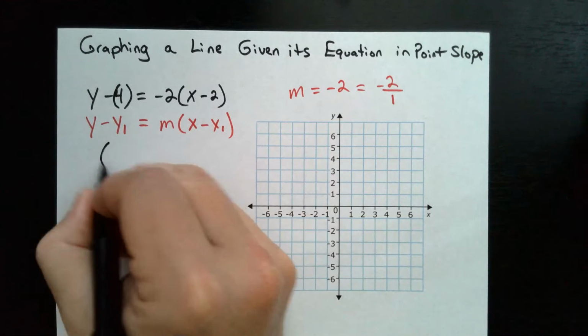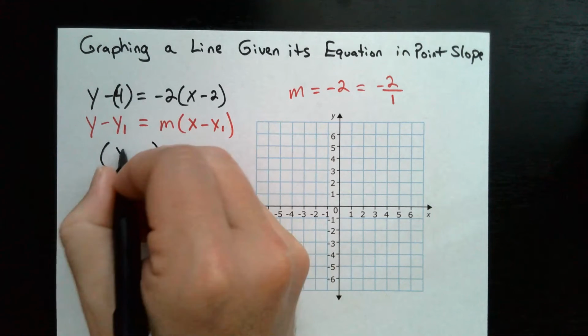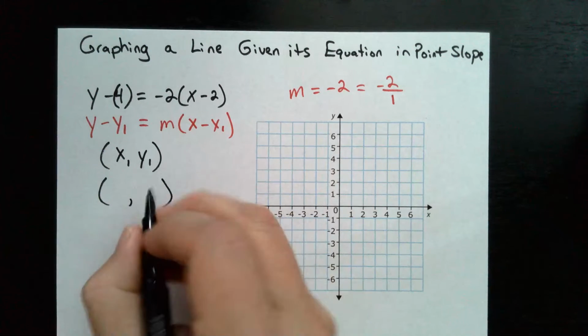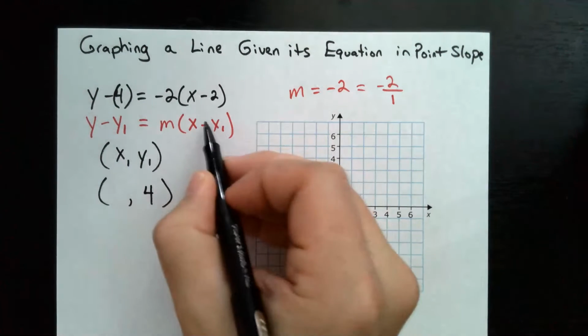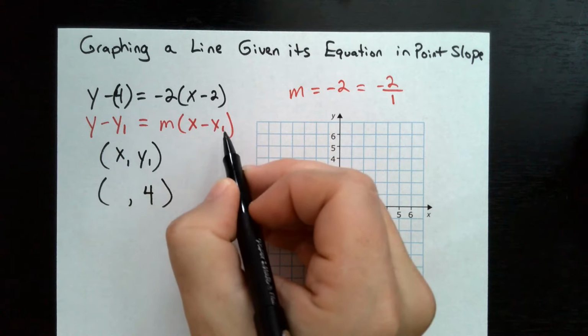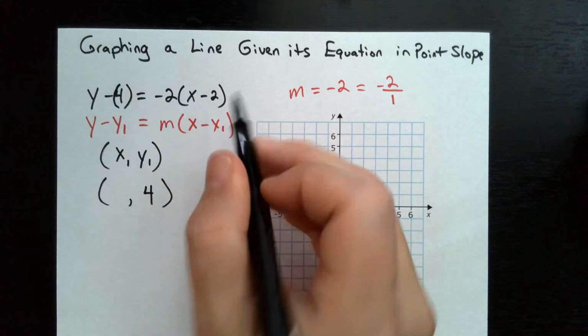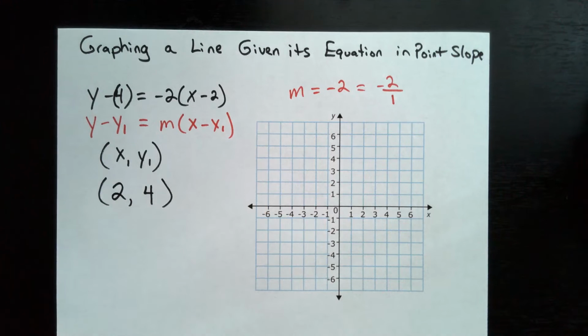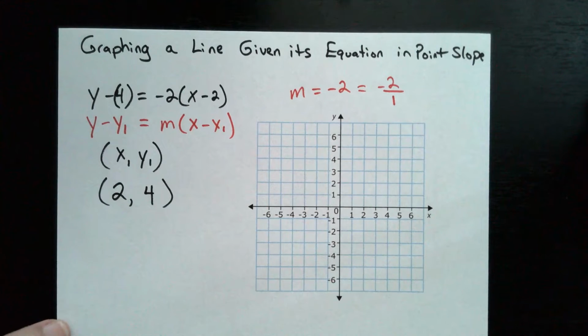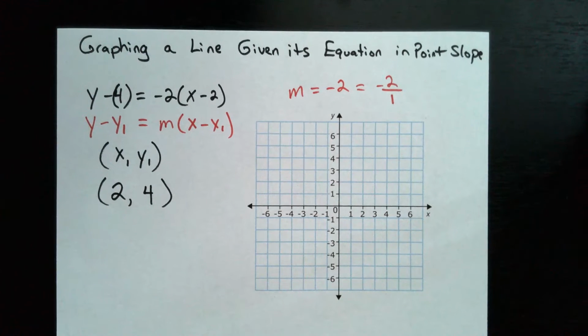Okay, so our point, we're going to have an x1 and a y1. Our y1 is equal to 4. Then we look over here, the formula has a minus, and so does it. Okay, so our x1 is this number right here, 2. So (2, 4) is the point we're going to start with, and then we're going to use this slope up here, -2 or -2 over 1.